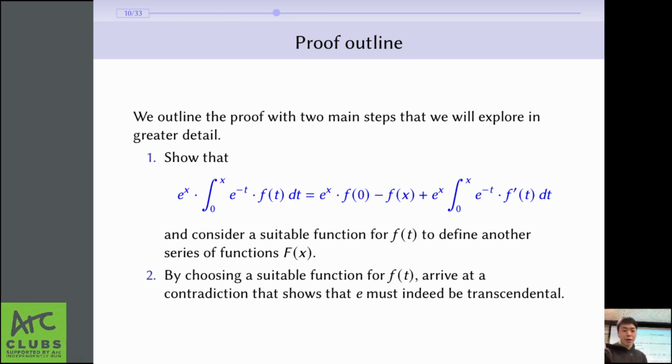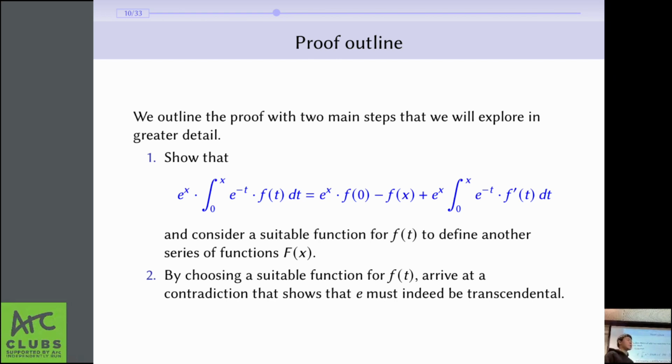Okay, so to give an overview of what we're going to be doing, we're just going to look at this integral, and we're going to show the first result. We're going to show that if I multiply e to the x with this fancy looking integral, then you get this other part here, where we get e to the x times f of 0 minus f of x plus this other integral that is very reminiscent of what we started off with, except that we now have a derivative instead of the actual function itself. And then we're going to choose particular functions for f of t. And then once we choose these functions, we're going to arrive at a contradiction.